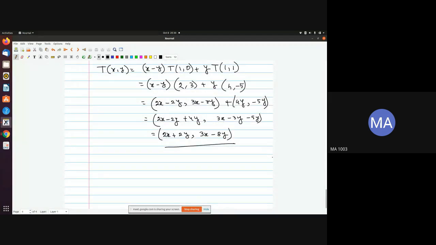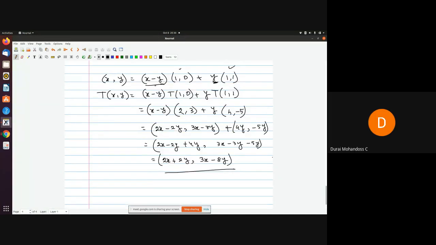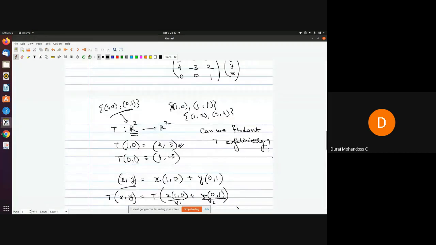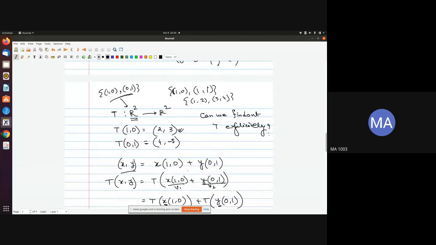So one question here. In the first example, we are not using the coefficients a, b directly. We are just saying, obviously, it is x and this is y. I mean, you can write it like this and then solve it. Then you are getting basically a equal to x and b equal to y, because it is the standard basis. That's all. You solve it.